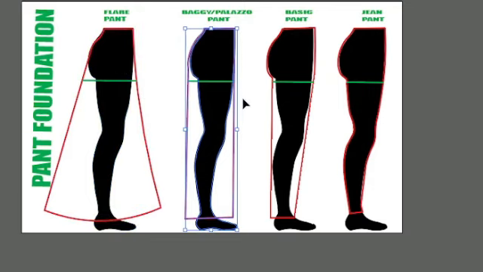So from the illustration that you can see on your screen, you come to understand that the 4 foundations are characterized by the way the pant hangs on the abdomen and the buttocks. The flare pant foundation hangs away from the buttocks and from the abdomen, while your baggy or palazzo hangs straight. The basic pant is slightly cupped to the buttocks and to the abdomen, while your jean pant contours both the abdomen and your buttock area.